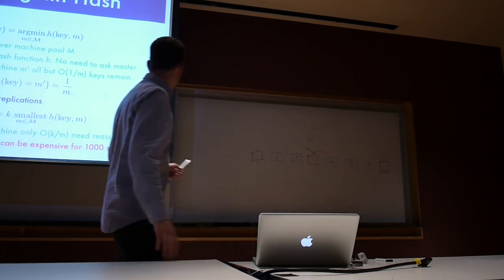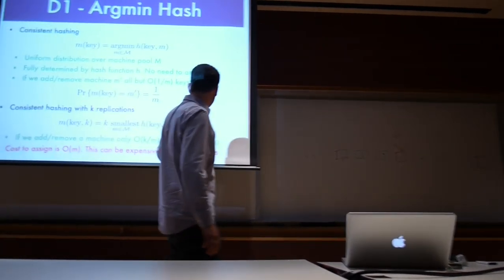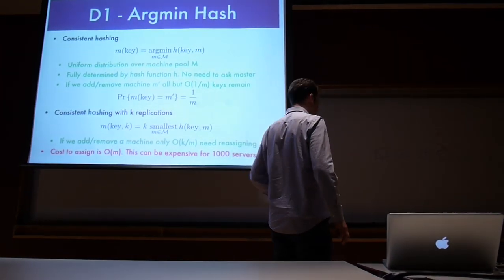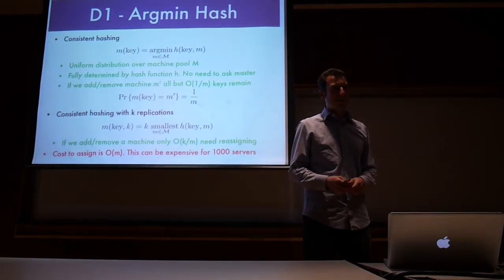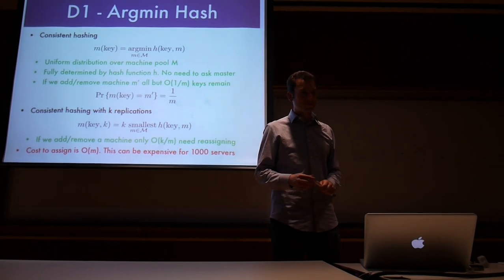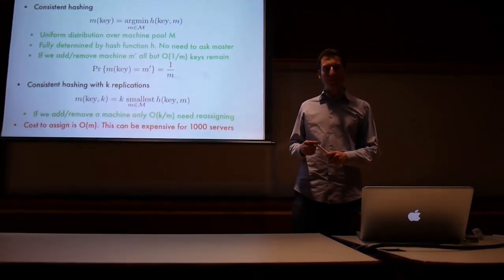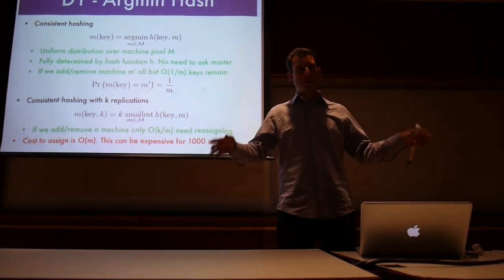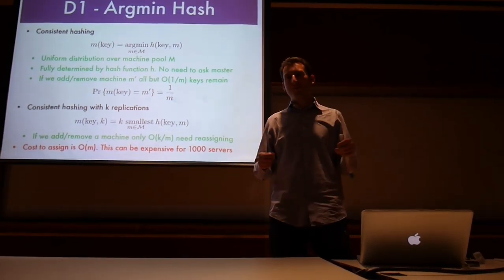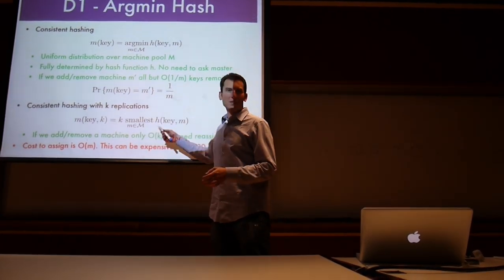The big Achilles heel of what I just described to you is that this can be really expensive. So if I have 1,000 servers, I need to compute 1,000 hashes. And 1,000 servers is not uncommon. So how can we get around the fact that, well, we still want to have this replication, fault tolerance, balancing and all that, but we don't want to compute 1,000 hashes?